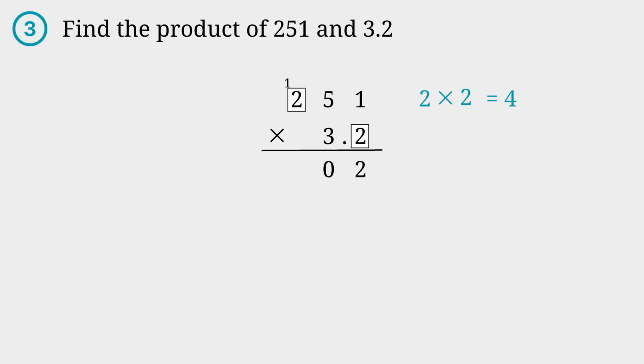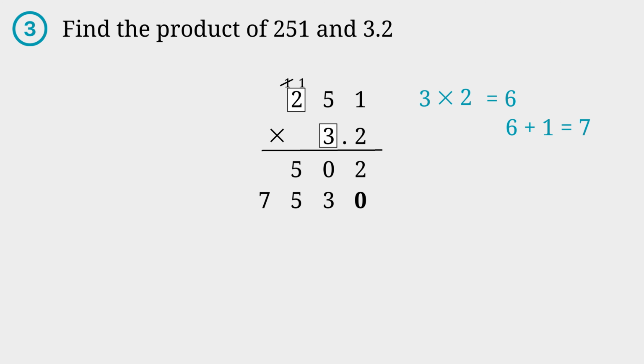2 times 2 is 4. Add the small 1 to give you 5 and write 5 down. Cancel out your small number and write the 0 in a new line to move on to the 3. 3 times 1 is 3. 3 times 5 is 15. Write the 5 at the new line and a small 1 at the 2 like so. 3 times 2 is 6. Add the small 1 to give you 7 and write it down.